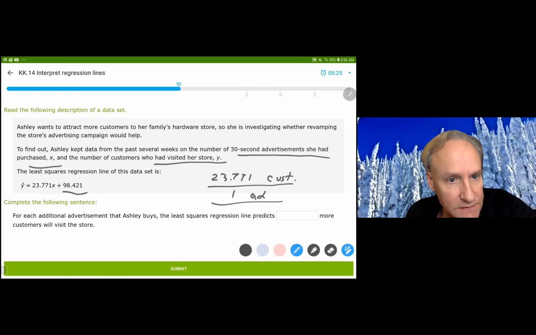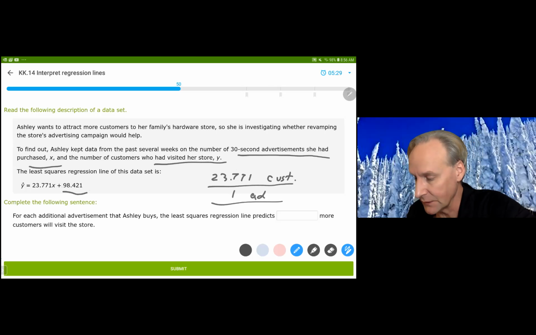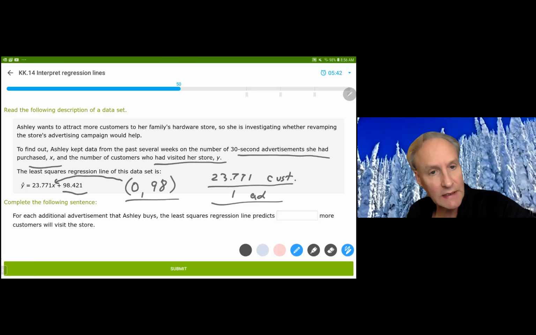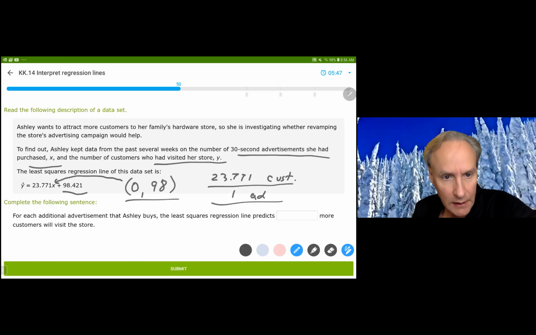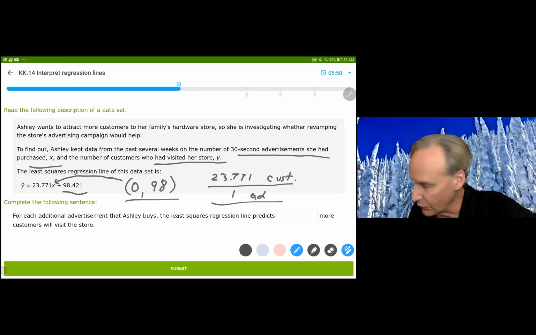It says the number of visits per week. So that's not a very good number, 98 per week if she doesn't do any ads at all, because when I put the 0 in for x, this is the y-intercept, which is about 98 customers. So if she doesn't buy any ads, we expect 98. We expect an additional 23.771, or about 24 customers.